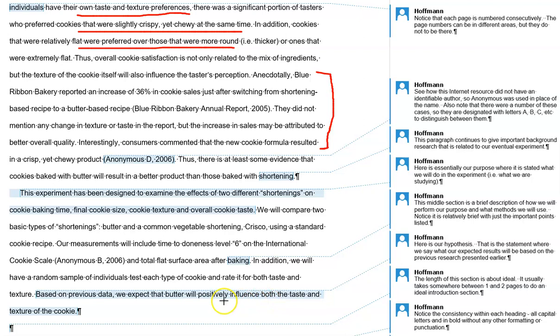We have our hypothesis, right? Down here, basically, we expect that butter, that's our hypothesis, right? We expect that butter will positively influence the taste and texture of the cookie. So that's what we're looking at in the end. So we're talking about what we did, how we did it, and what we expect right here in this area. And you can look at these over here on this side and kind of the notations that I have.